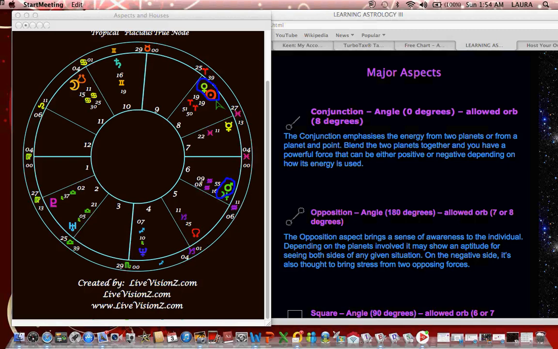With conjunctions, when they're together, they add energy to one another and they blend together. And it could be positive or negative depending on how the energy is used and the planets involved and the sign that they're in and the house. It all comes together. For this conjunction in particular, you always want to look at whether something conjunct the sun is damaged by the sun's rays, and we call that combustion. So if something is next to the sun and it's damaged by the sun's rays, we call that planet combust.